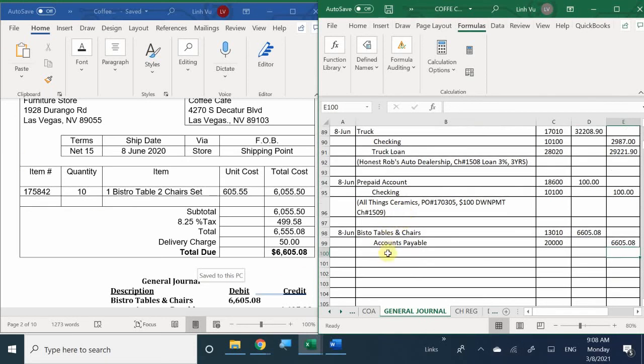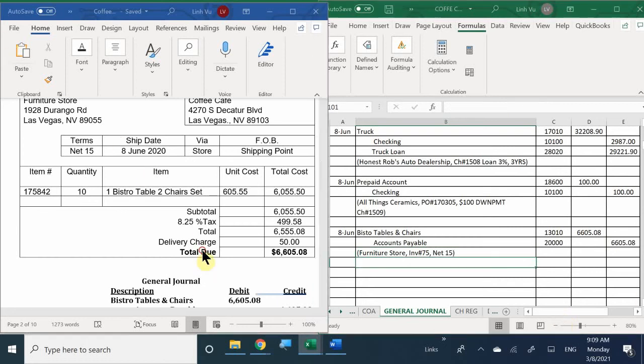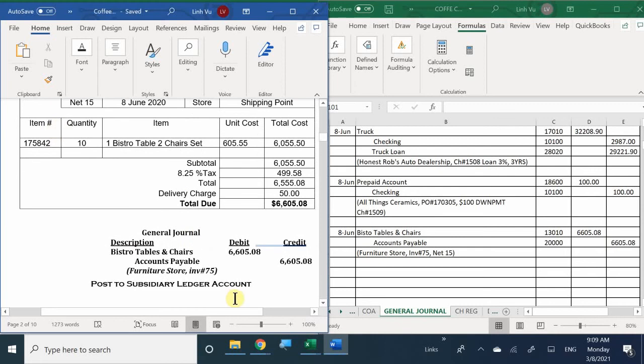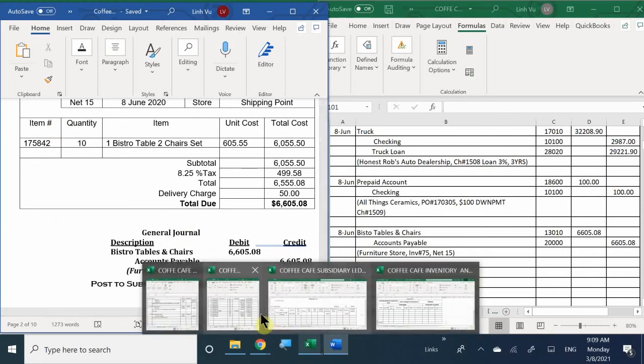So of course we have all the information right here, right? I have the person that I bought it from, furniture store. I also have the invoice number 75. And I also have terms, right? My terms is it's going to be due in net 15 days. Okay. All right. So now that I have that, I'm going to now go straight to my ledger.